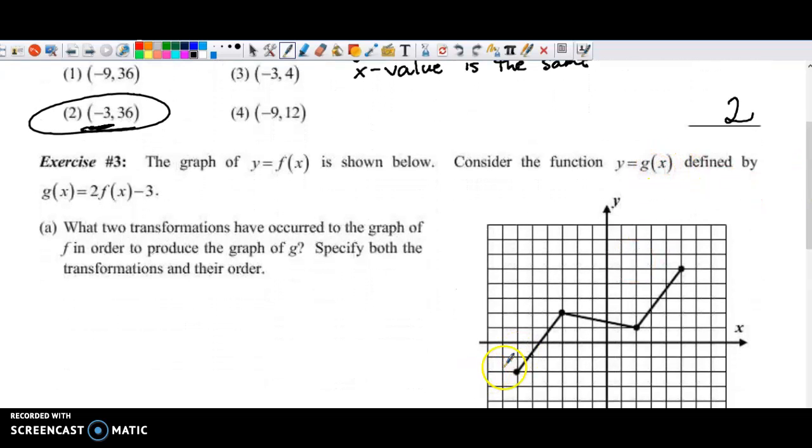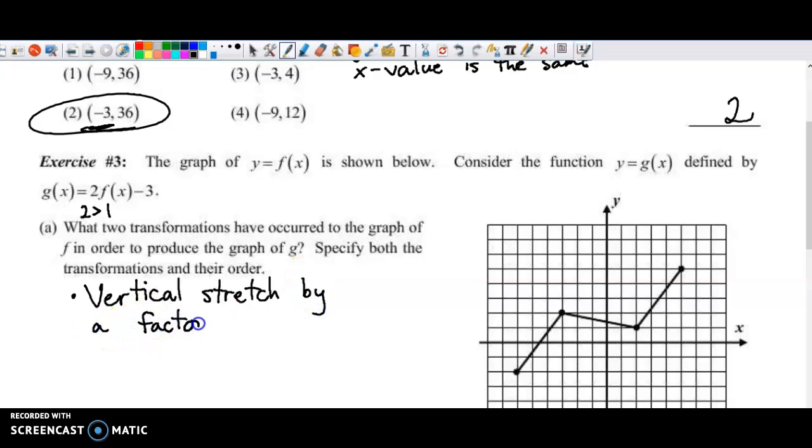So here's another picture, and all I'm doing is a couple of transformations. So g of x is defined as doubling f of x. When you double, we call that a vertical stretch, because 2 is bigger than 1. That's why it's a stretch. And we usually write out by a factor of 2. And then the second thing, and again the order does matter, is this is a shift down 3 units.